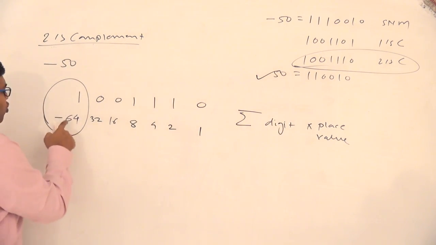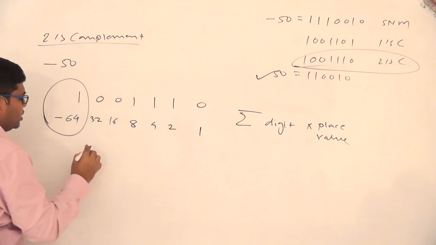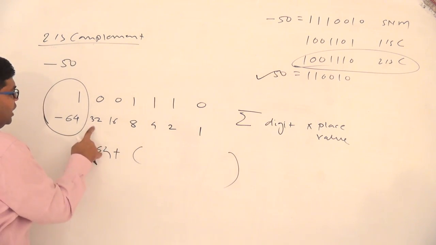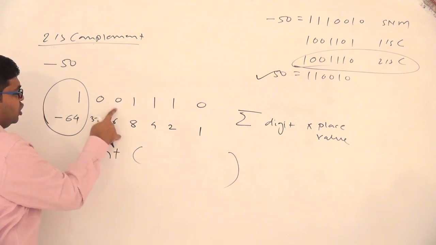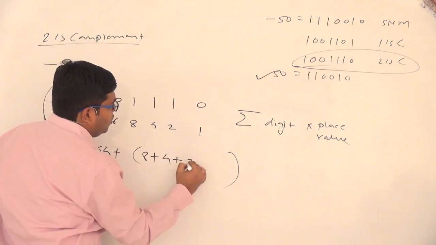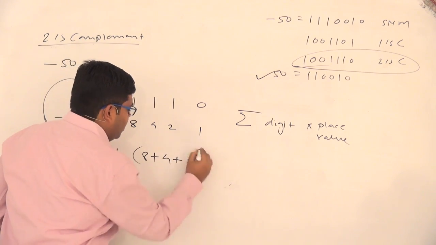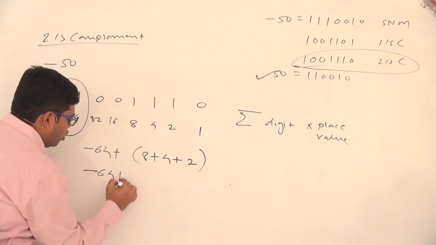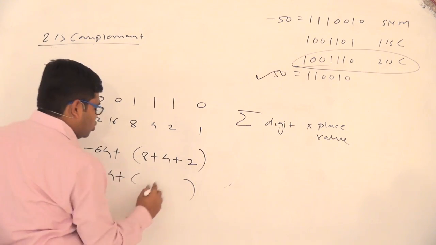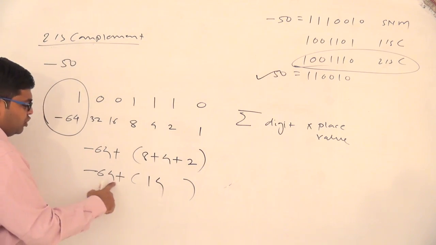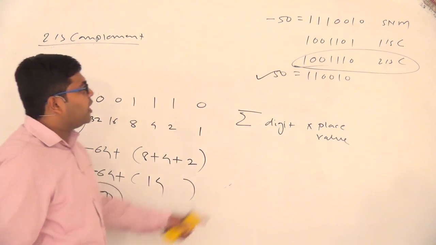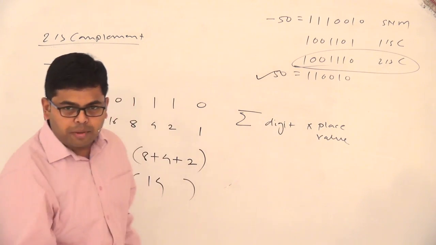See, 1 multiplied by minus 64 is equal to minus 64, plus 32 into 0, 16 into 0, 8 into 1 will be equal to 8, plus 4 plus 2 plus 0. So it will be minus 64 plus, now this addition will come out to be equal to 14. 8 plus 4 is 12, 12 plus 2 will be equal to 14, and minus 64 plus 14 will be equal to minus 50, and this is the number that we want to represent in 2's complement representation.